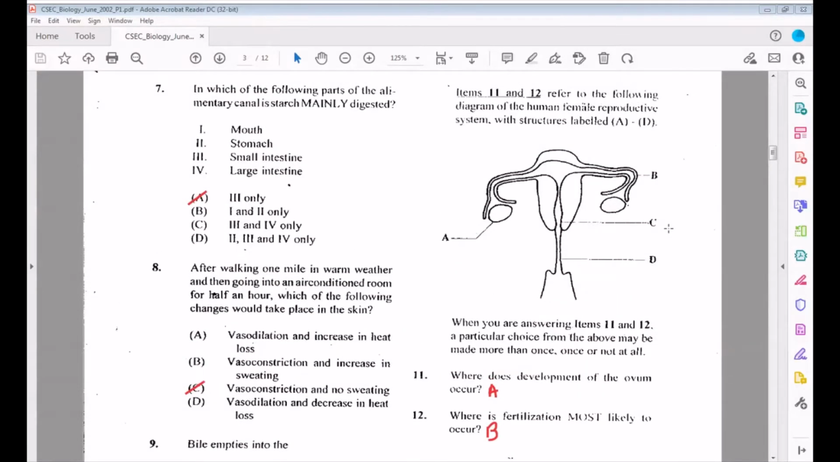7. In which of the following parts of the alimentary canal is starch mainly digested? And mainly being the highlighted word there. We know that starch begins digestion in the mouth with the salivary amylase breaking down starch into maltose. But based on the answers that we are given, only B is paired with 1. And what it is paired with, which is 2, the stomach, we know that starch isn't digested there. So the answer would have to be A, which is the small intestine.